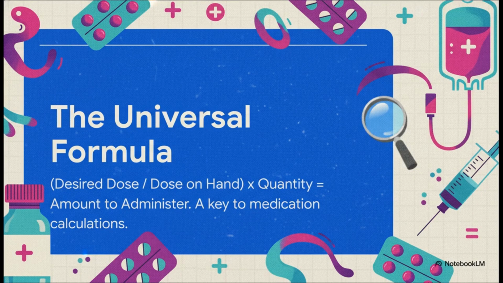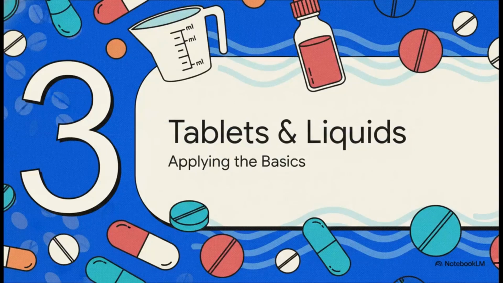You take what the doctor ordered, that's your desired dose, and you divide it by what you actually have in your hand from the pharmacy, your dose on hand. Then you just multiply by the quantity. It's so simple and it's so powerful. All right, enough theory. Let's see this thing in action. Section 3 is all about putting this formula to work in one of the most common situations you'll face, figuring out doses for tablets and liquids.